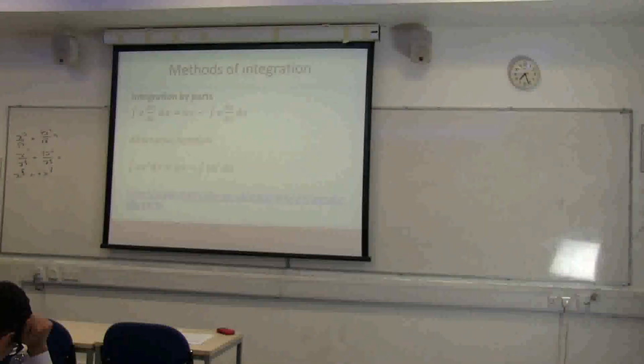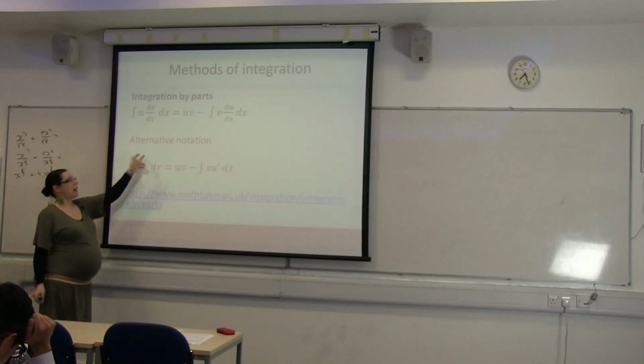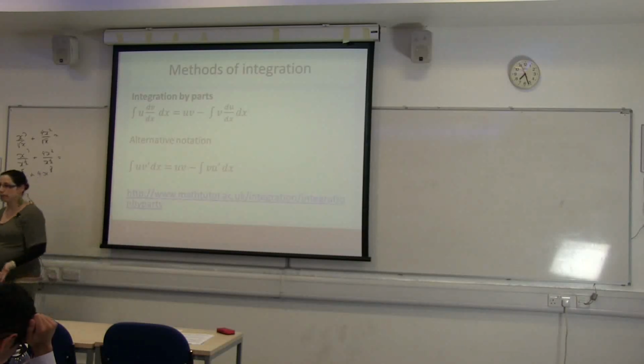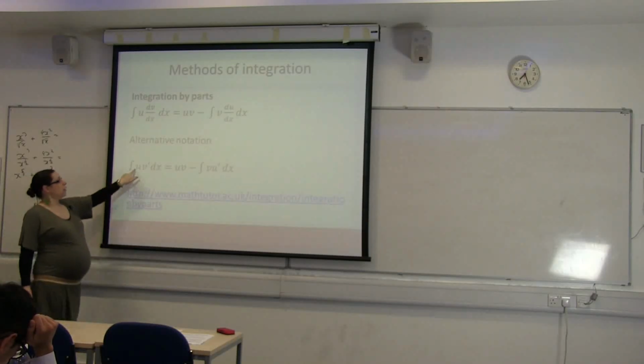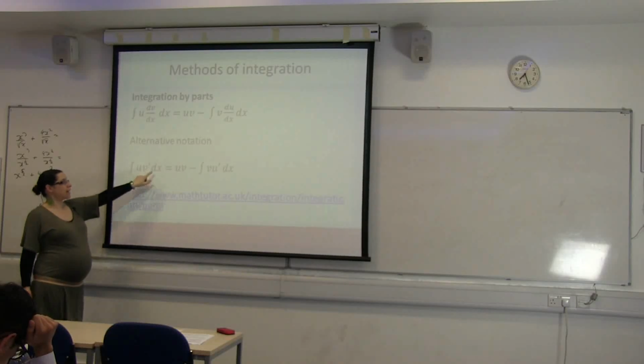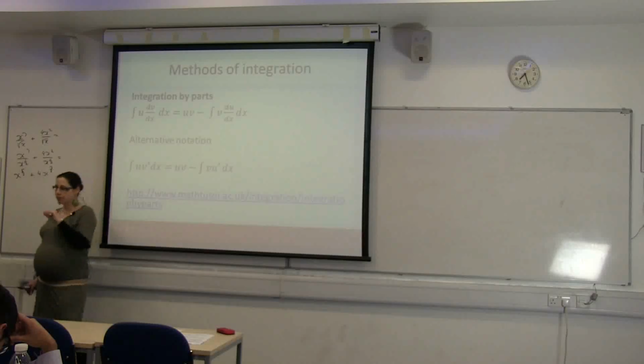Right, I can't remember now which notation Arina used. Both of them are quite standard. Basically, I'm just replacing the derivative of v with v prime, which is, again, just the derivative of v. Okay? For this one, you just need to remember this rule: integral of u v prime dx equals uv minus integral of v u prime.